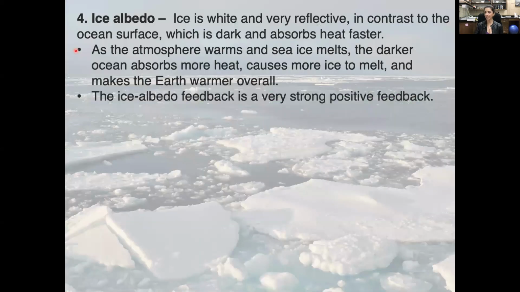And then finally is ice albedo. Okay, albedo is the reflectivity of a surface, and ice is white with a high albedo, therefore it is very reflective.